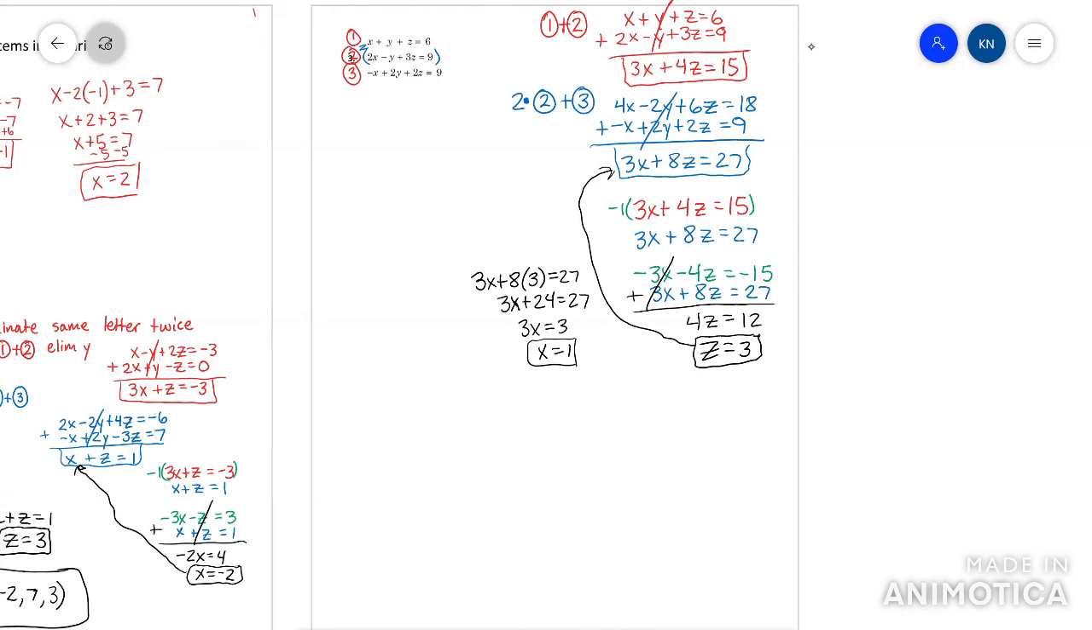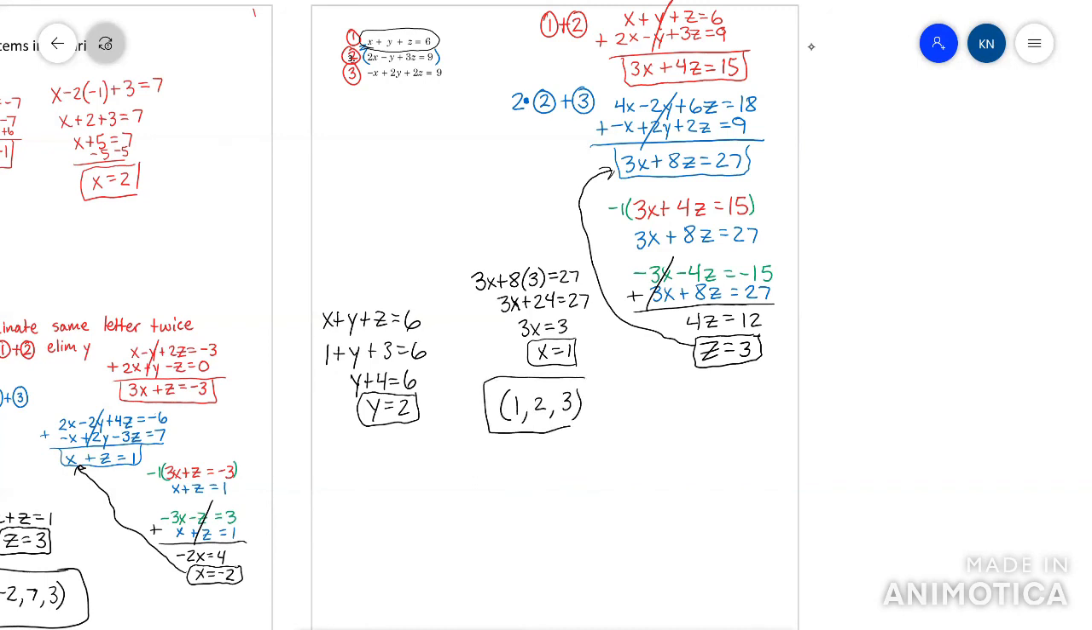And then now you just use any of these original equations. I would use the very top one. I would use this equation. So it's like x plus y plus z is 6. I know x is 1. I don't know what y is. I know z is 3. Subtract 4, y is 2. So my answer is an XYZ coordinate 1, 2, 3, just like that.